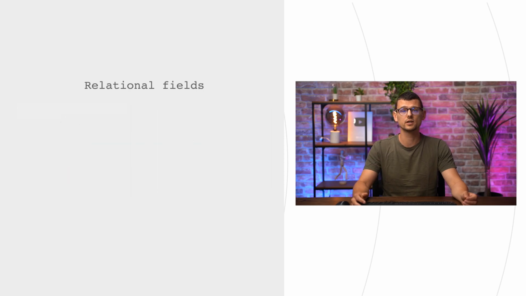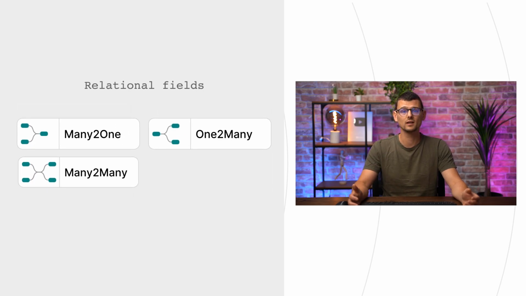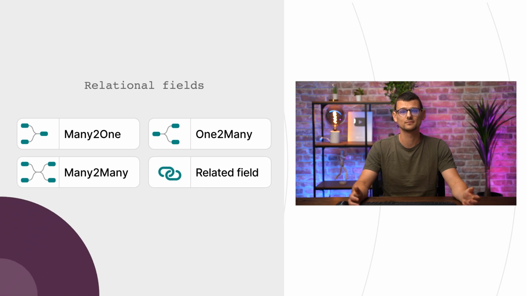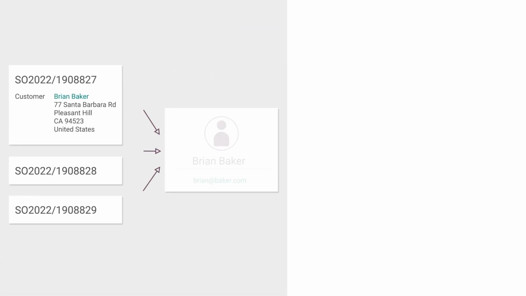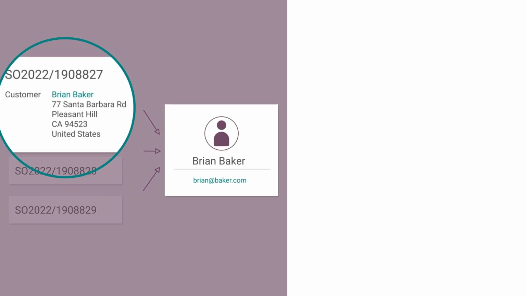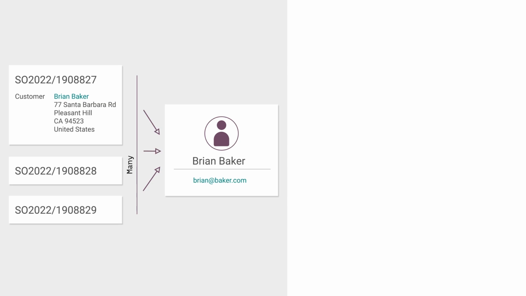There are four types of relational fields: many-to-one, one-to-many, many-to-many, and related fields. First, let's talk about many-to-one fields. For example, here we are in the sales order model, and as you can see, this is linked to the contact model via the customer field. It allows you to indicate which contact is linked to the sales order. This is called a many-to-one relationship because many sales orders can refer to one contact.